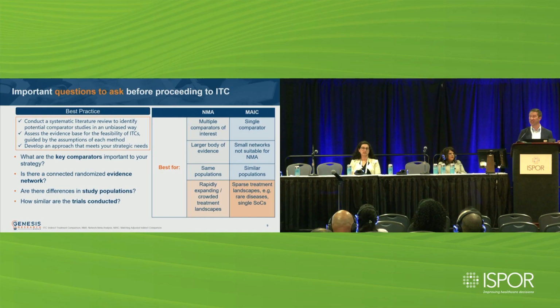So MAIC is generally best suited for single comparators in small networks that are not suitable for NMA, or when that question supports that. When we have that variation in the populations where adjustment is required, and this generally falls into sparse treatment landscapes, things like rare disease or single standard of care settings.